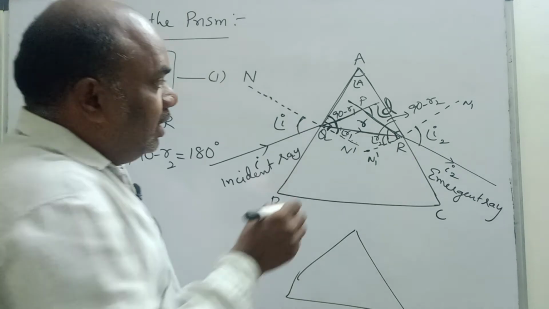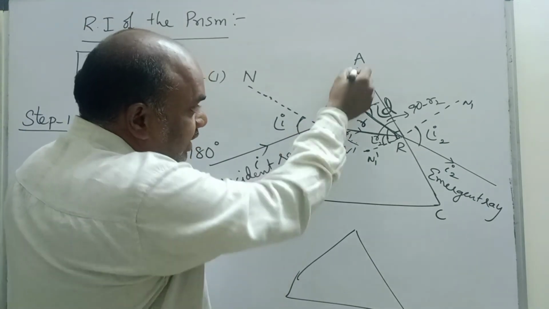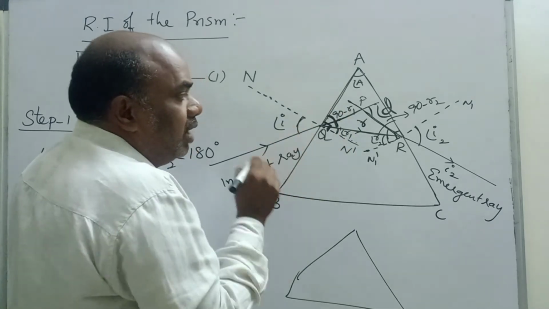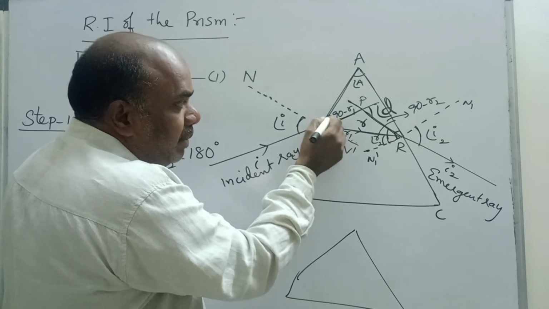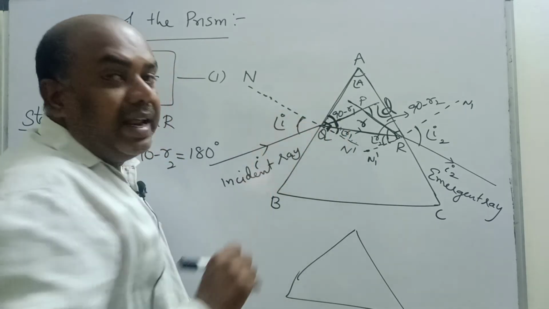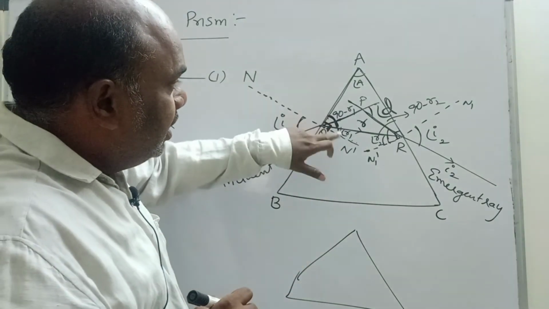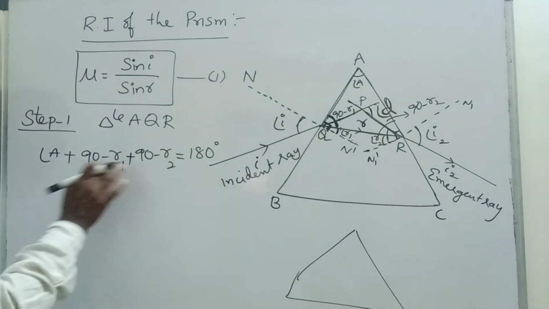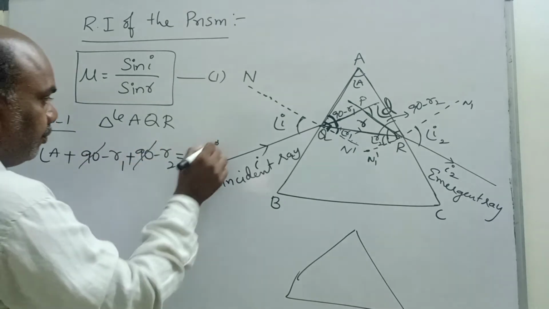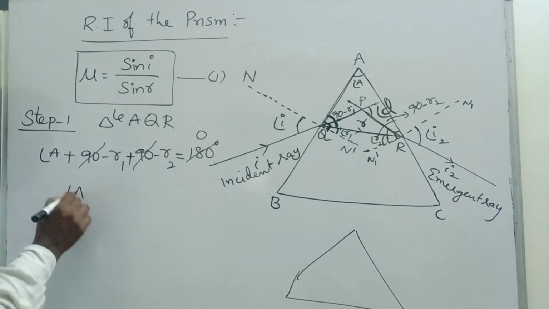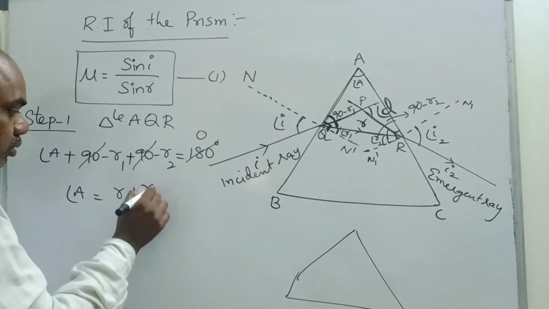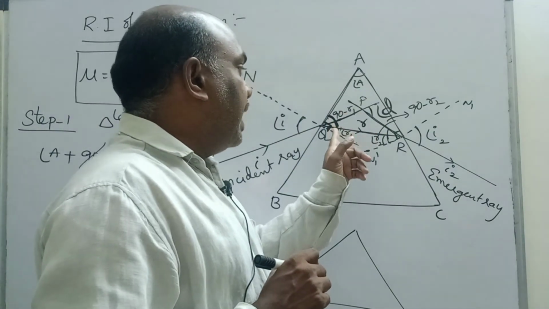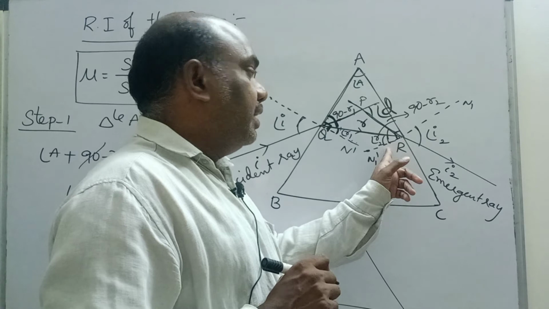Once again, here the normal is making a 90 degree angle with AB, so I want only this angle AQ. R1 is extra, so it is 90 minus R1. The total angle is 90, and if you subtract R1, 90 minus R1 is the angle between these two lines. Similarly, this is 90 minus R2. This total is 180. 90 plus 90 is 180, and 180 cancels, so here it will be 0. Angle A is equal to R1 plus R2. Understand, children? Angle A, the angle of prism, is equal to angle R1, the angle of first refraction, plus angle R2, the angle of second refraction.